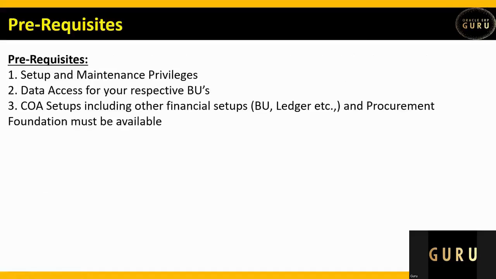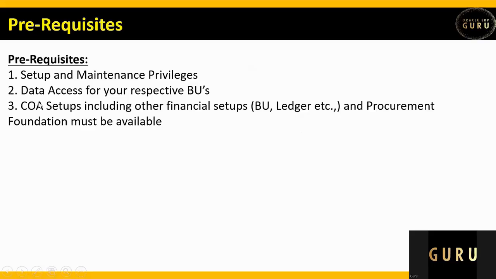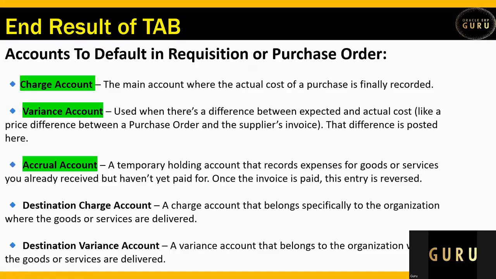So what do you need as prerequisites? Initially, you must have the setup and maintenance privileges and data access for your respective BUs. For example, if you work for a US business unit, US1, make sure that you have the necessary data access. And of course, COA setups should be valid. Otherwise, you cannot design these setups in your environment, right? So ideally, COA setup is one of the key setups. Of course, financial setups and procurement foundations, everything should be available. These are the things you have to make sure of before you start your setups.